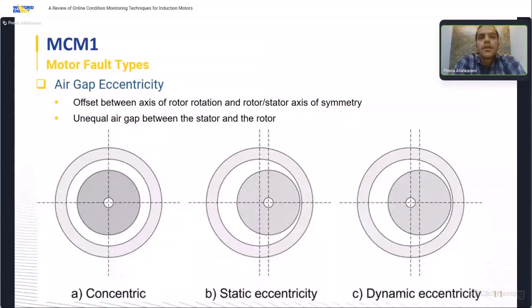Another common motor fault is air gap eccentricity. The figure shown here illustrates an exaggerated air gap asymmetry. The eccentricity can be static, the middle picture, as you can see, meaning the air gap remains consistently smaller on one side and greater on the opposite side. But in dynamic eccentricity, the point of the minimum air gap rotates as the motor turns.